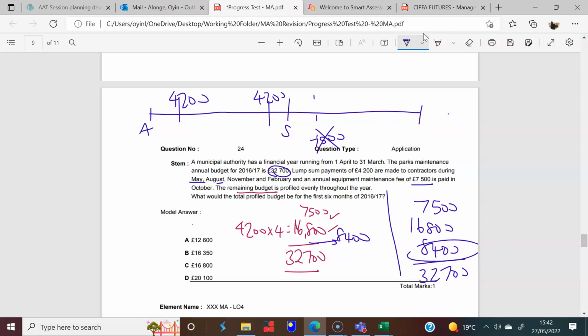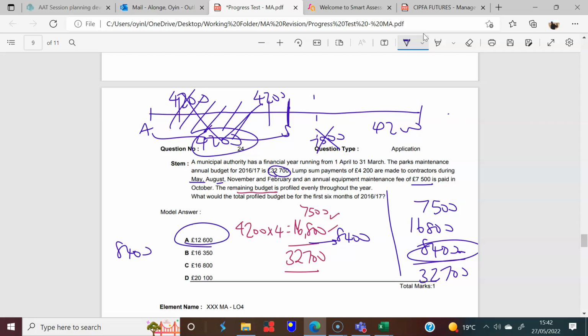And then it says the rest of the budget, 8,400, is profiled evenly. So by halfway through the year, of this 8,400, you'll have 4,200 here, and you'll have 4,200 here. So I'm only interested in this 4,200 up to here. So I have three lots of 4,200 in effect in the first 6 months. And 4,200 times three comes to 12,600. Okay, great stuff. So the answer is A.